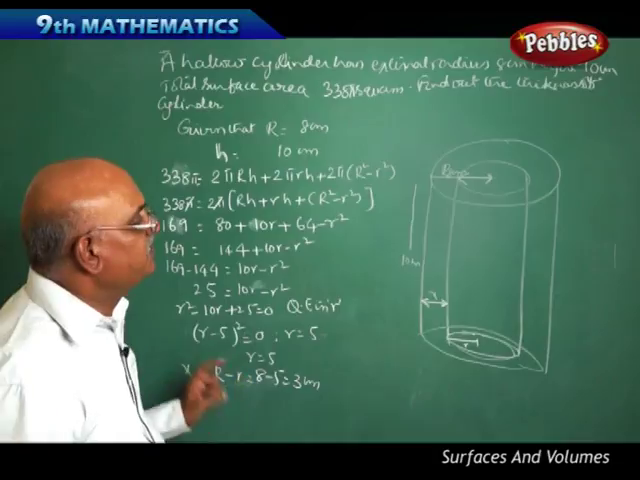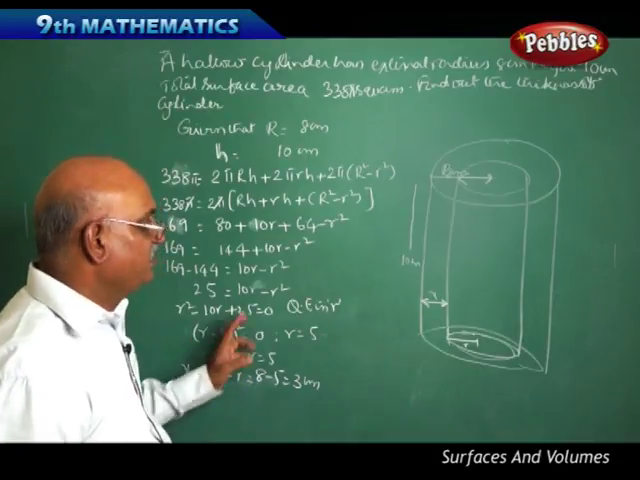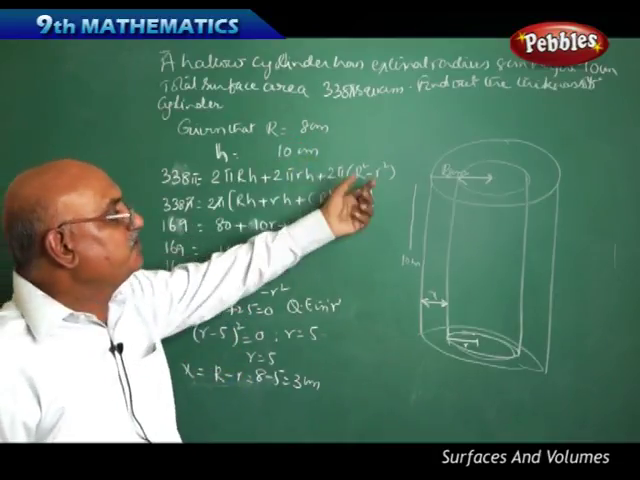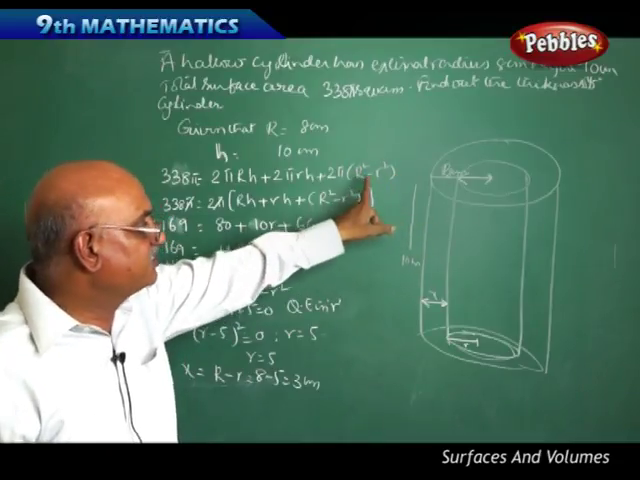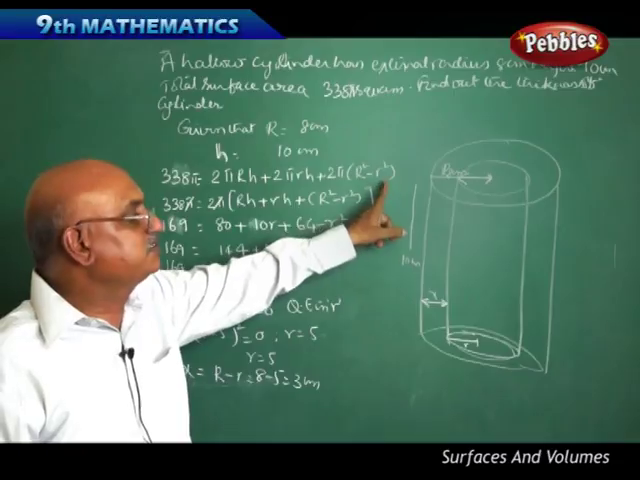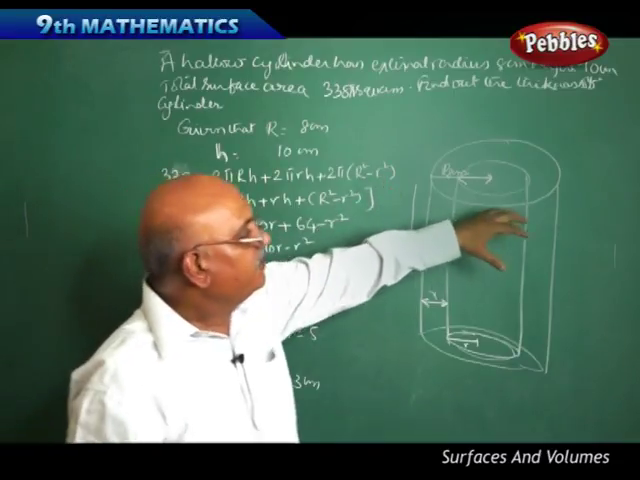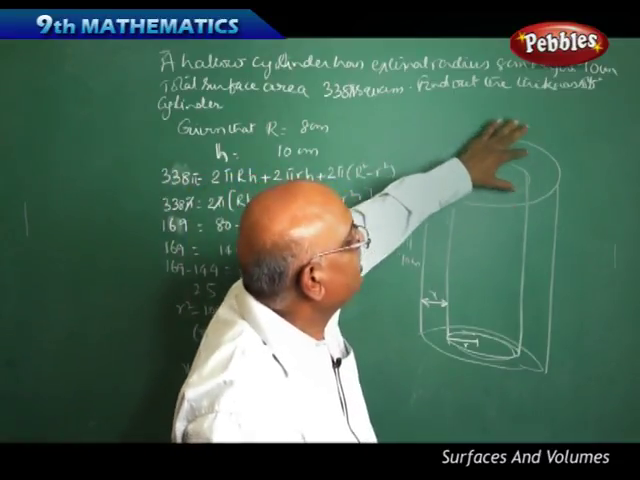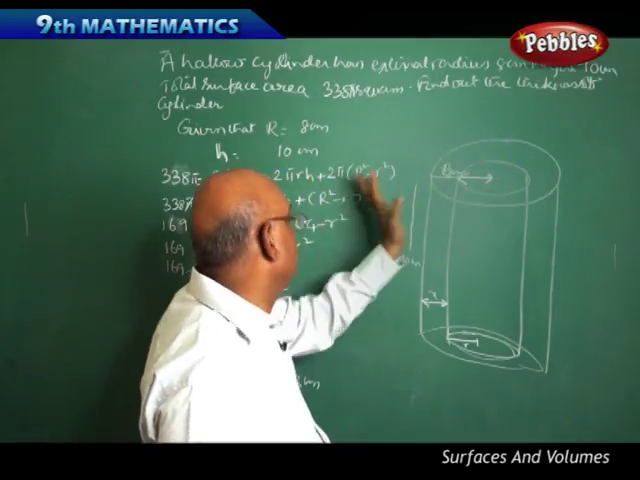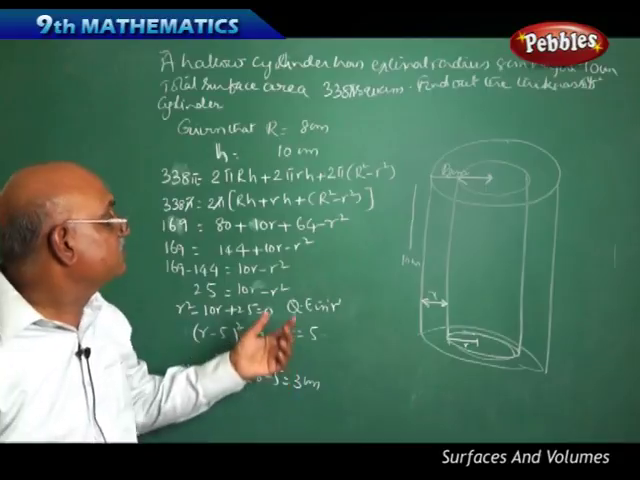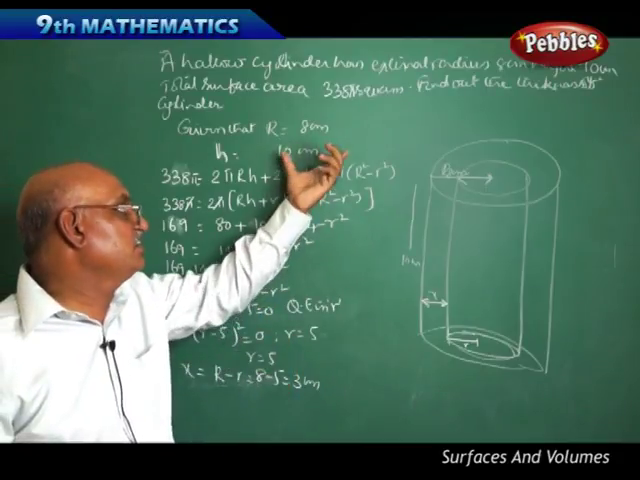But the only difference we are going to make is, here we want to write it as capital R square minus small r square. This is nothing but the area of the bigger circle minus the area of the smaller circle, which will give you only the area of the outer ring portion. That outer ring portion is one of the important factors in this particular cylinder example.